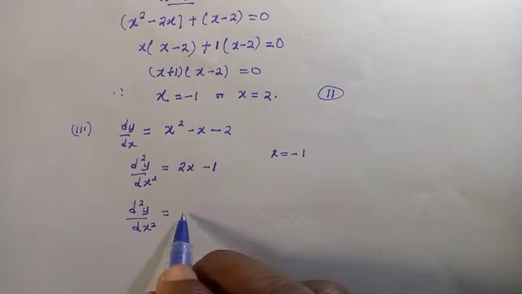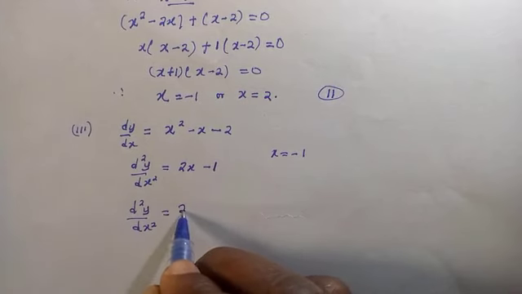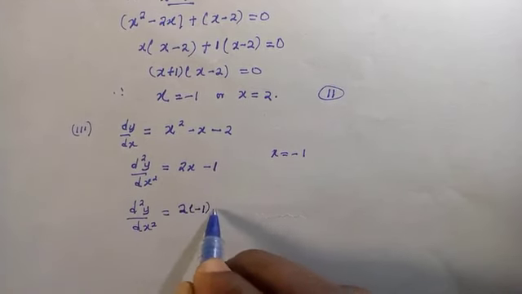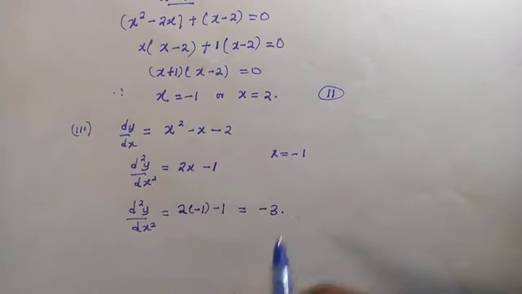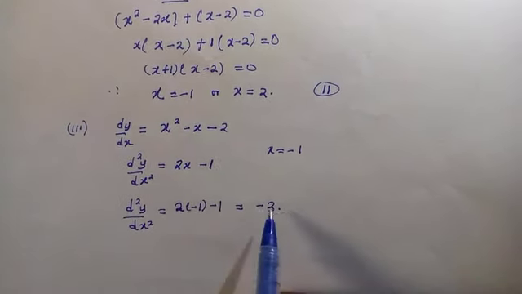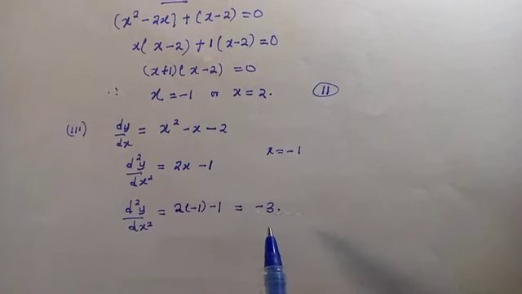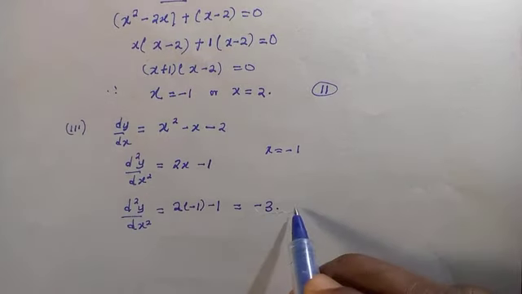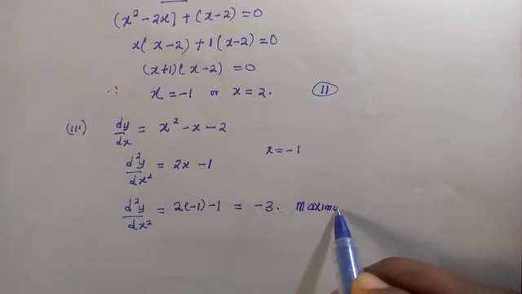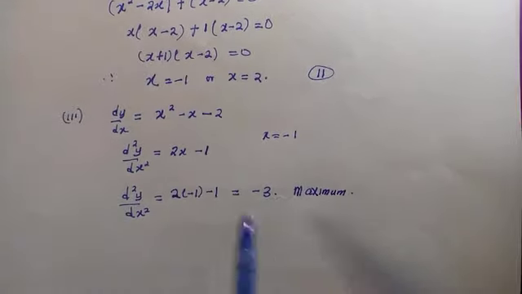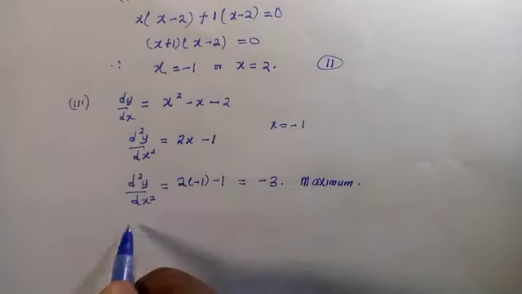If you substitute −1 in this, anywhere we see x, just replace it with −1. We get 2(−1) − 1, and everything here equals −3. Since this is a negative value, it means it is a maximum, because anywhere we get a negative second derivative in the graph, that is going to be a maximum. This being the maximum because it is negative.